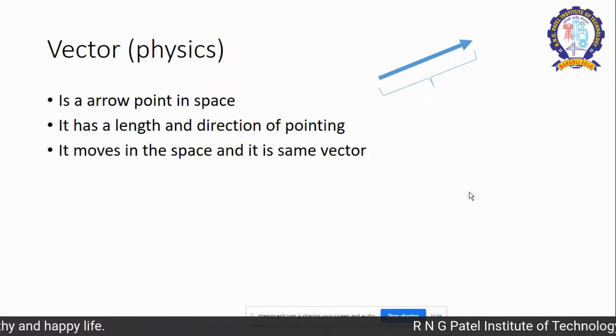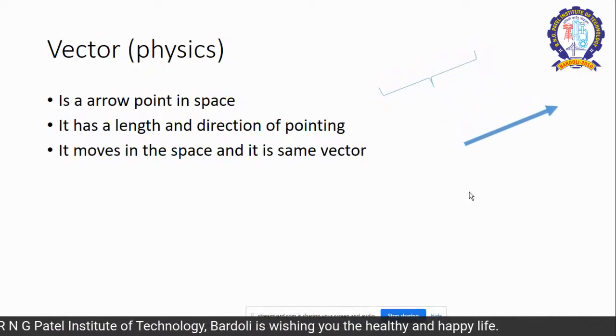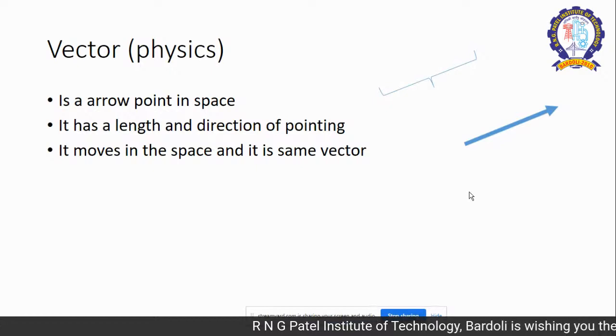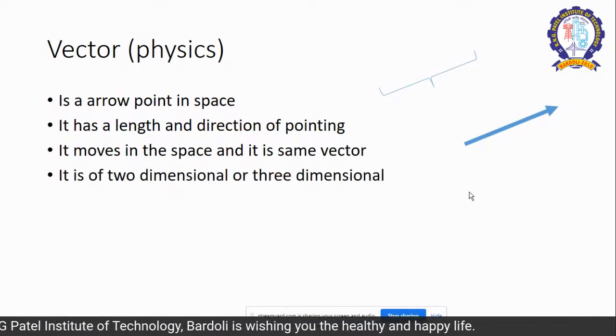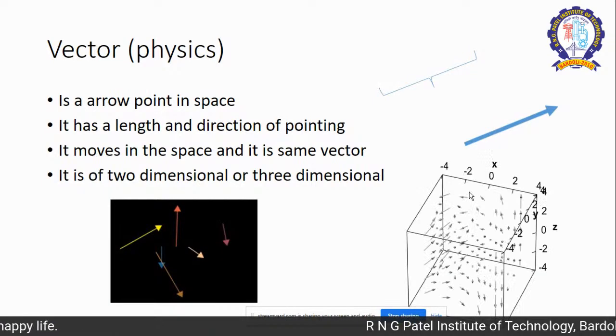The third one is a very important thing. It moves in space, and it is the same vector. If we draw the vector here or there, no problem, it's the same vector. Its characteristic is the same everywhere. It changes position, but the characteristic is not different. So it can be a two-dimensional vector or a three-dimensional vector. There is an example of a two-dimensional vector, and an example of a three-dimensional vector.